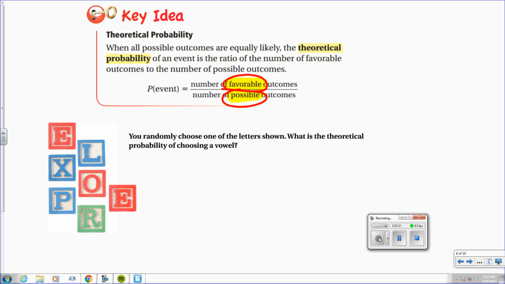It says you randomly choose one of the letters. What's the theoretical probability of choosing a vowel? Our vowels are A, E, I, O, and U. So we've got 1 vowel, 2 vowels. Looks like we've got 3 vowels out of the 1, 2, 3, 4, 5, 6, 7. So 3 out of 7 is the theoretical probability of getting a vowel.